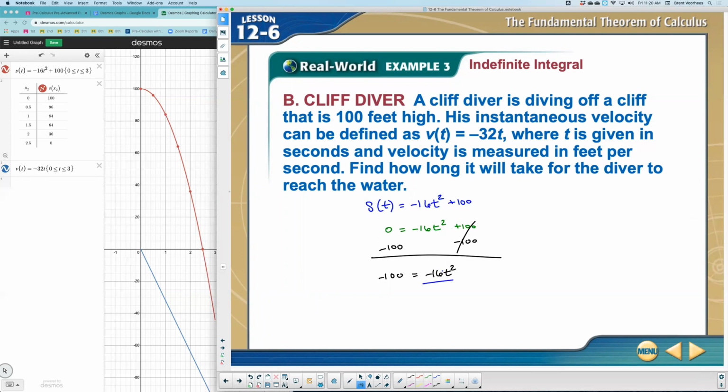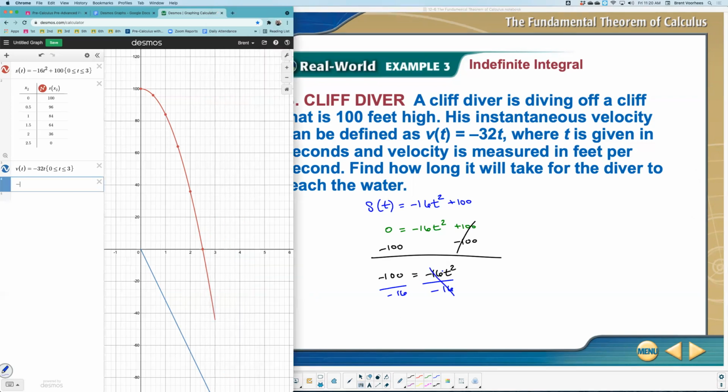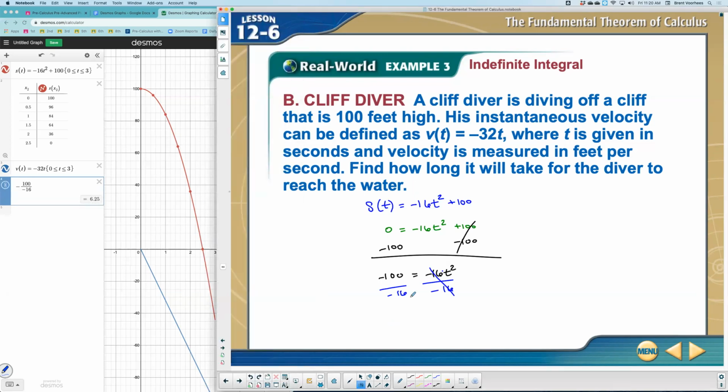This negative 16 is multiplying, so I will divide by negative 16. So negative 100 divided by negative 16 is going to be 6.25. And I believe the square root of that is going to be 2.5, I think, because 25 squared is 625. I'm going to go ahead and guess. When we take the square root here, typically we would say plus or minus, but since we're dealing with time, time cannot be negative. So I'm not going to take the negative; that one's out. And so it'll be the positive. So t is going to equal, I'm going to guess, 2.5 seconds.